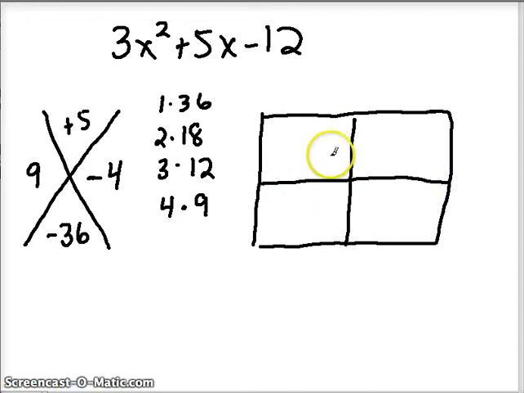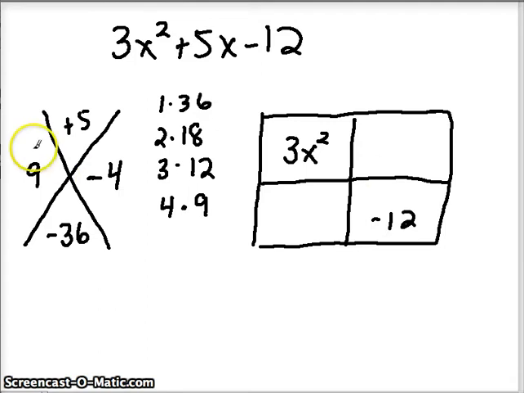Alright, so we just make a box with 4 tiny squares in it. In this top left box, we're going to put the first term. So this entire first term, 3x squared. You always put the first term there. And then in the bottom right box, this last box, we're always going to put whatever c is. So negative 12.